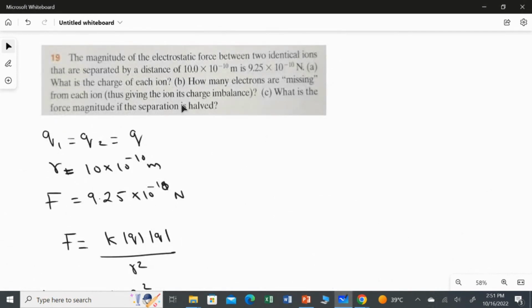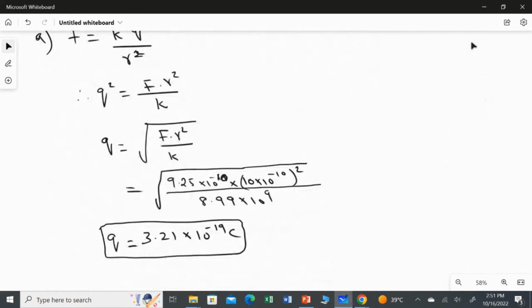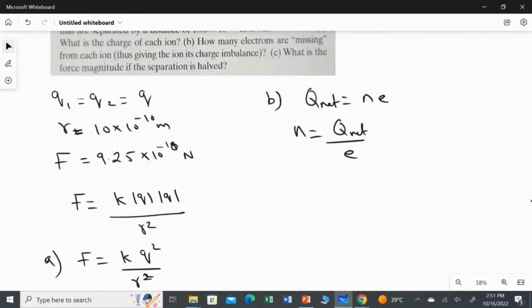What is given in the second part? How many electrons are missing from the ions? So if you have this type of questions, immediately you have to write the formula for charge quantization. So net charge, which is equal to N multiplied by E. Therefore, N, which is equal to net charge over elementary charge. What is our net charge here? The answer what we got in the first part. So better if you have a doubt, you can just write as a small q.